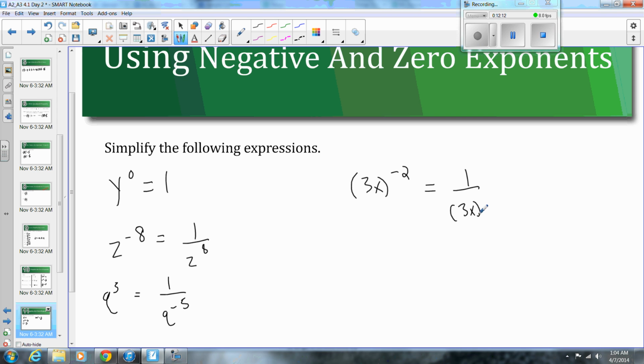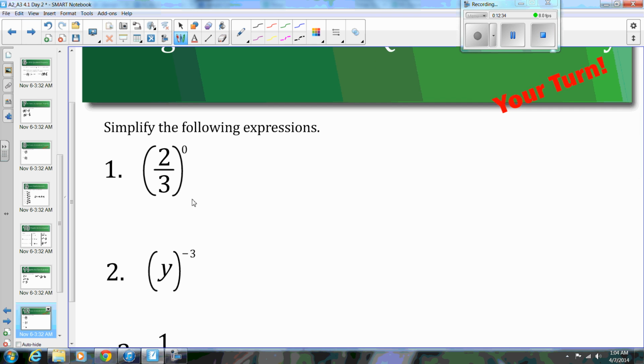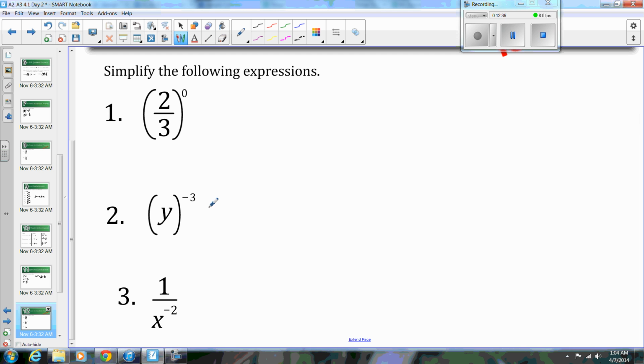1 over 3x, and I'm keeping this in parentheses, so I follow my rules of exponents later. But I think a good first step is to deal with these negative exponents. Whatever is being raised to a negative exponent bumps up or down, and then we can follow the other rules of exponents we know, in that this is 3 squared times x squared, which is 9x squared. Okay, so I'm going to let you do some on your own here: something raised to the 0 power, a negative power, and then 1 over something to a negative power, and tell me what these are equivalent to.